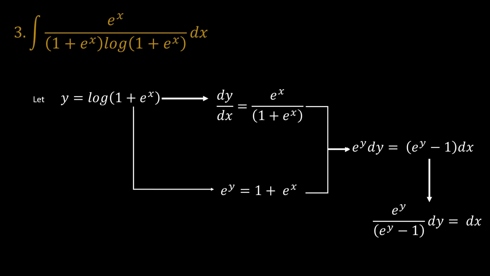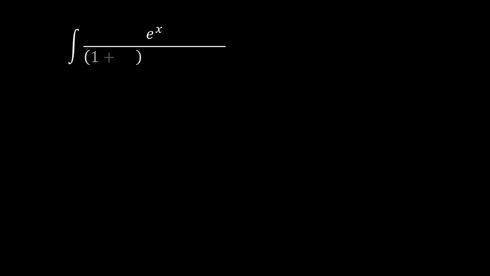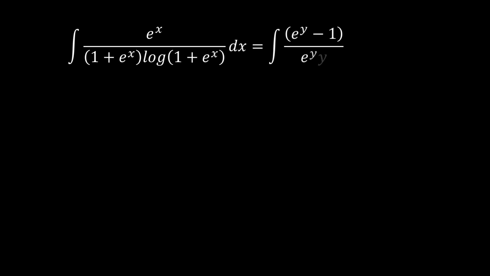Then we go forward and now substitute everything that we've seen. In the numerator, in place of e to the power x, we get e to the power y minus 1. In place of 1 plus e to the power x, we get e to the power y. And as we saw, log of 1 plus e to the power x is the same as y. As you can see, the e to the power y minus 1 would cancel out.